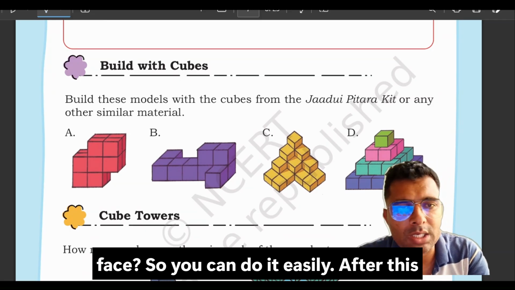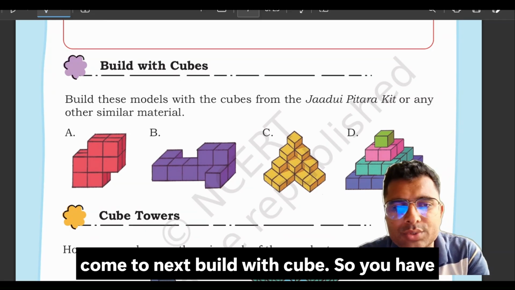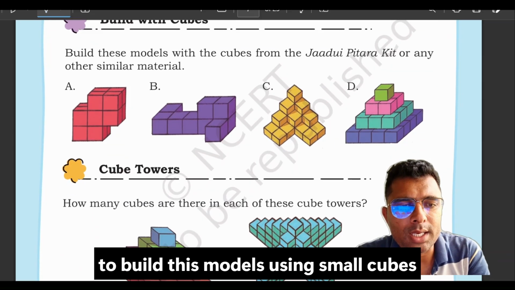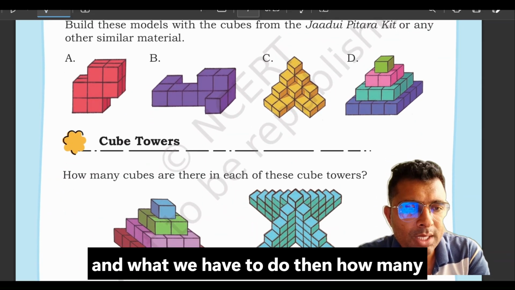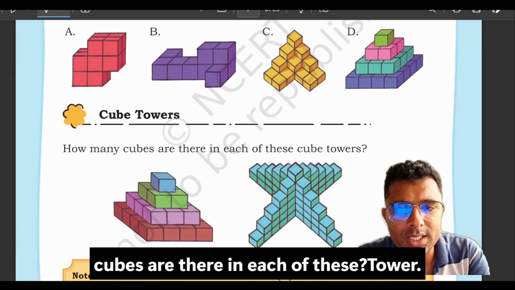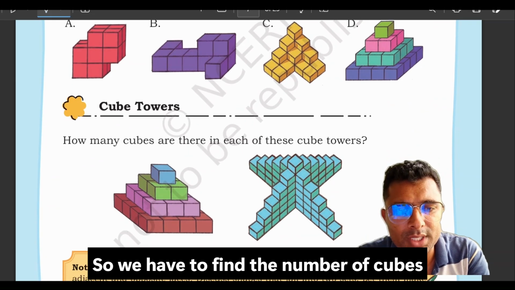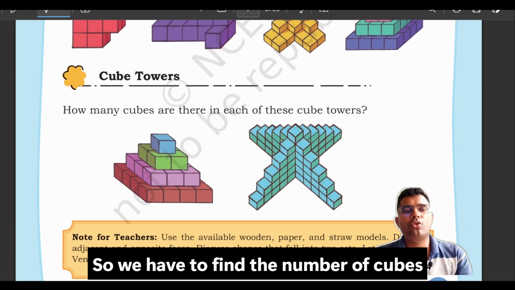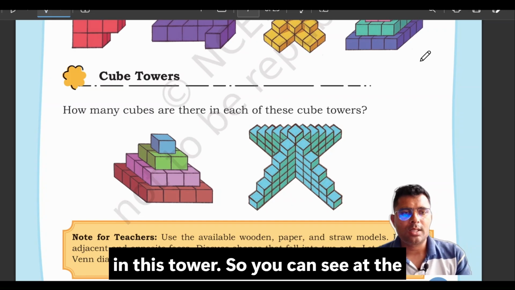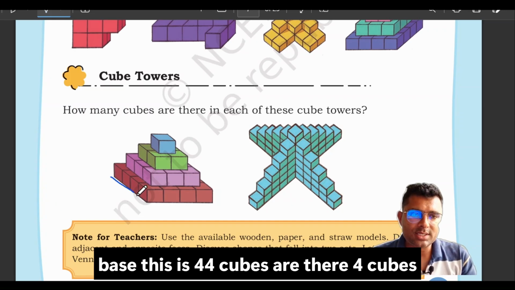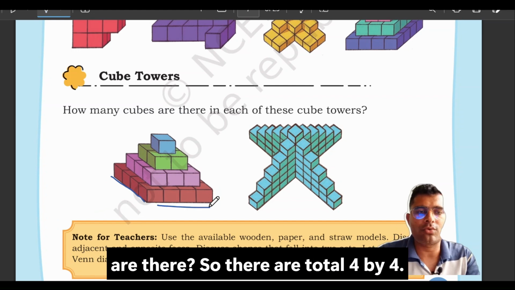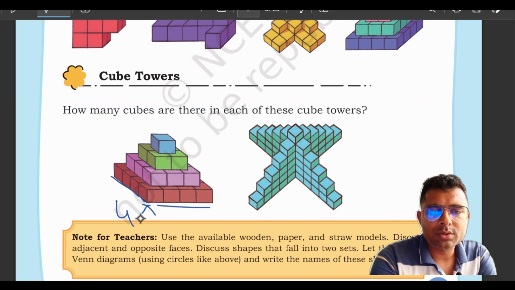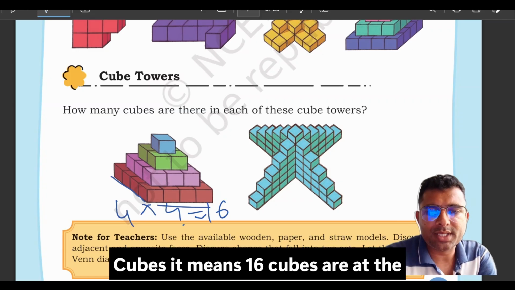So you have to build these models using small cubes. Okay, and what we have to do then, how many cubes are there in each of these towers? So we have to find the number of cubes in this tower. So you can see at the base there are 4 cubes, 4 cubes, so total 4 by 4 cubes. It means 16 cubes are at the base floor.